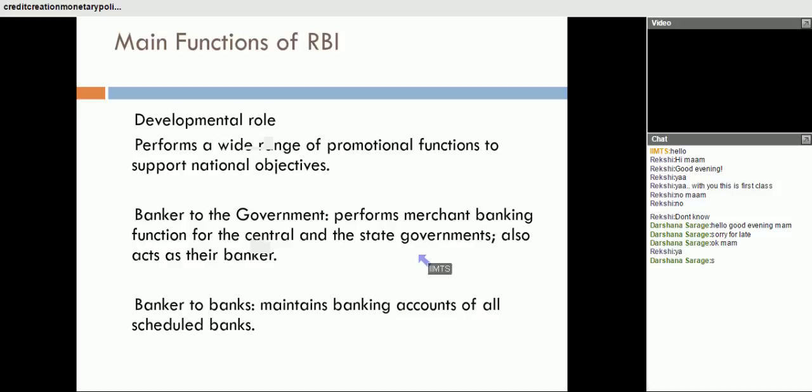Okay, so next is the banker to the banks. It maintains the banking accounts of all scheduled banks. What is the meaning of scheduled banks? Scheduled banks means the banks which are scheduled. Scheduled means which appear in the schedule of the government, or we can say which have the license. Nobody can perform the banking functions without having the license. So scheduled bank means licensed banks.